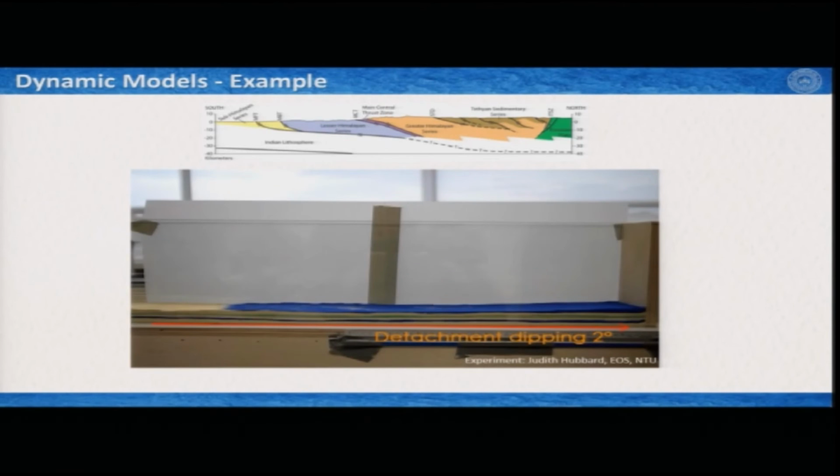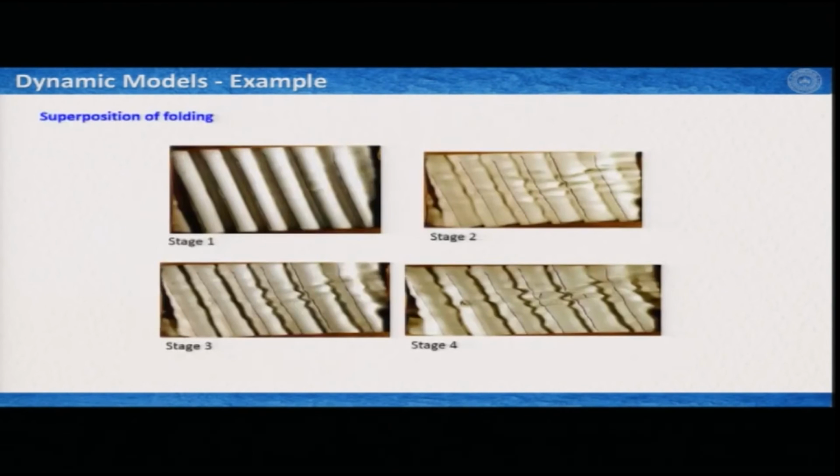Now, if we try to look at another geological process, which is folding, and we try to understand how one fold interferes with another fold in nature, then one can perform the analog experiments. So, here is an example that we have performed in the laboratory.